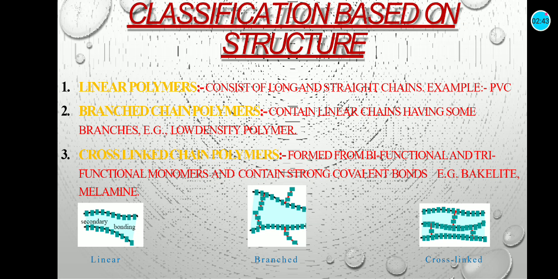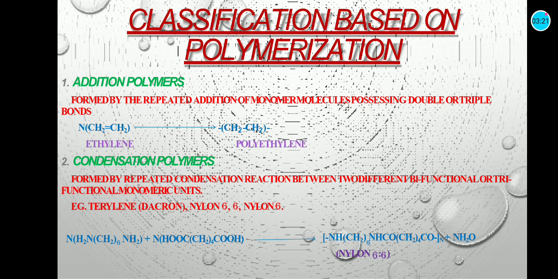Then second, the branched chain polymers contain linear chains having some branches. For example, low density polyethylene. Then third, the cross-linked chain polymers are formed from bifunctional and trifunctional monomers and contain strong covalent bonds. For example, bakelite and melamine. Here in this picture there are three types of structure. First is the linear, second the branched structure and third the cross-linked structure.